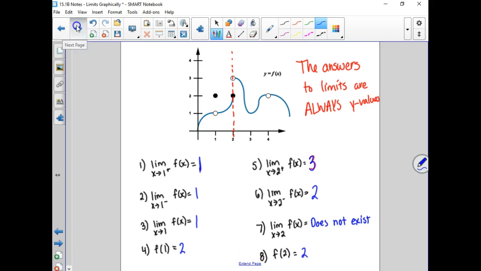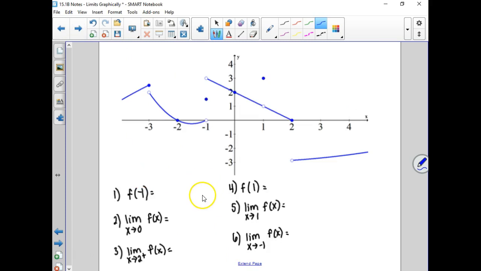Okay, we're going to do the next graph real quick. We'll probably have to stop that last one. So if we look at this graph, some of these are not perfect because they're kind of between lines. Just estimate if that's the case on the test. I'll try to make them where you don't have to estimate.